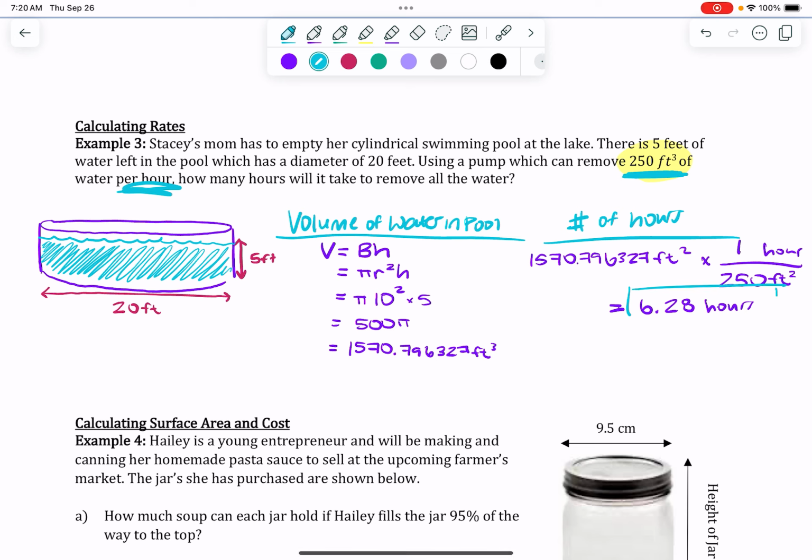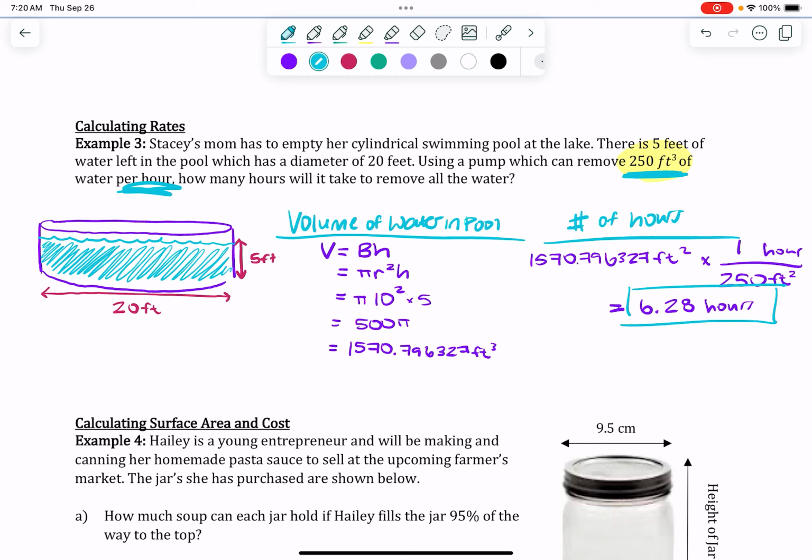Okay, couple things I want to talk about. Thing number 1, notice that my hours has a decimal place because part of an hour is allowed. That's totally cool. But this is not 6 hours and 28 minutes. Please be advised.